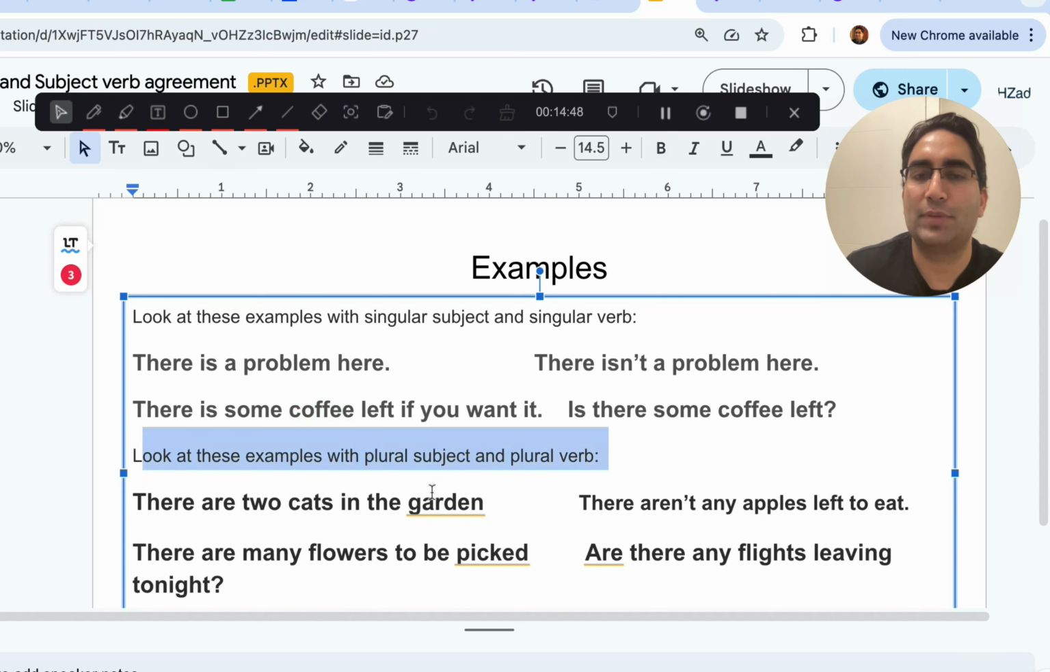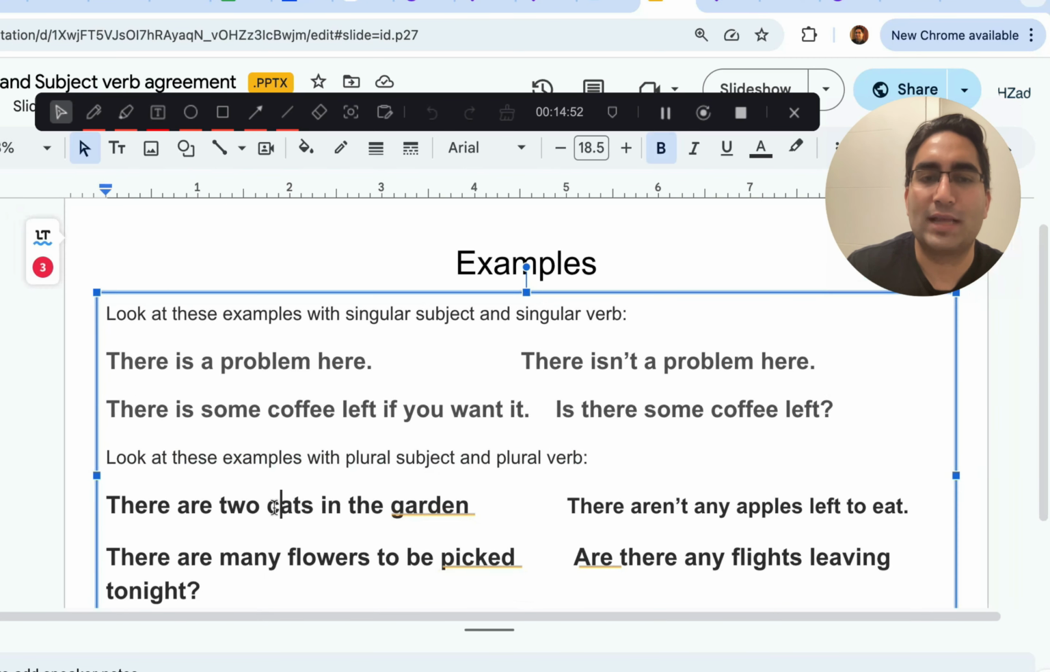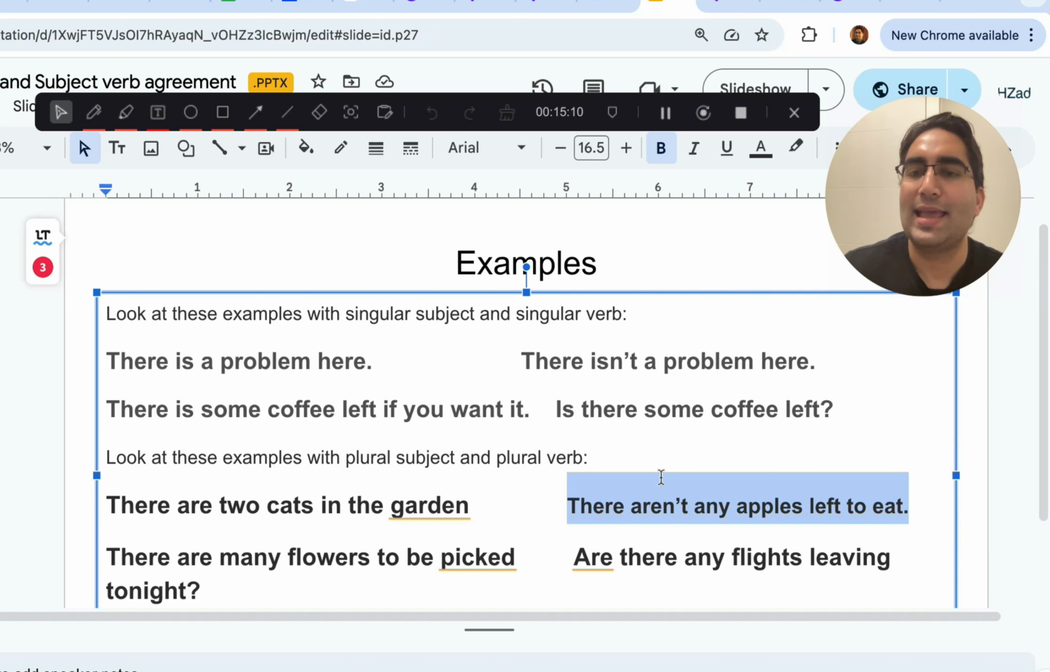Let's look at examples with plural subject and plural verb. For example, there are 2 cats in the garden. What's your subject here? It is 2 cats, plural. So we're saying are instead of is. Similarly, there aren't any apples left to eat. So that is the negative sentence. Instead of isn't, we're saying aren't because the subject apples is plural.